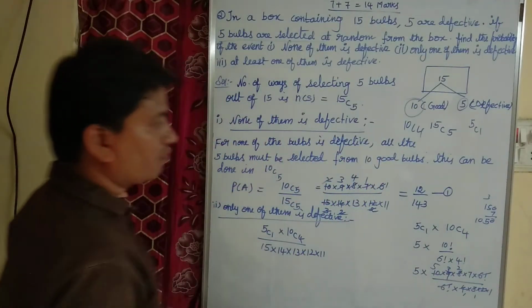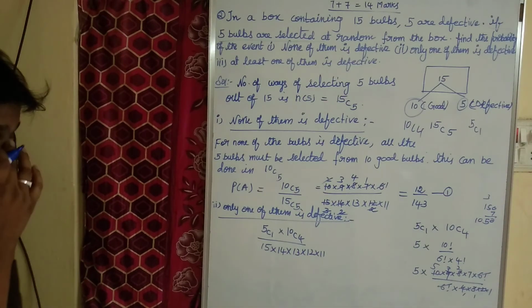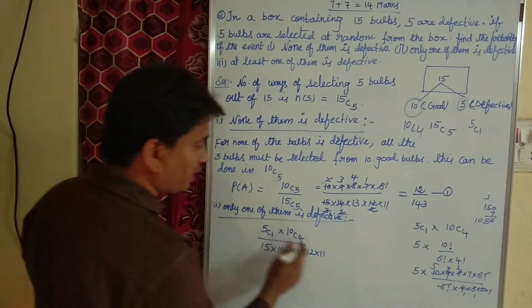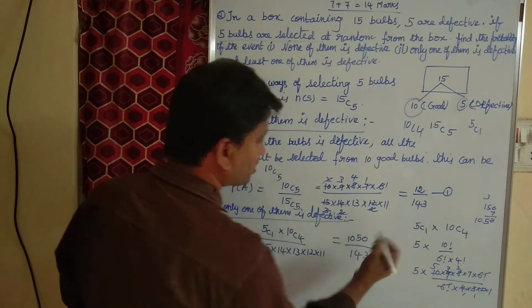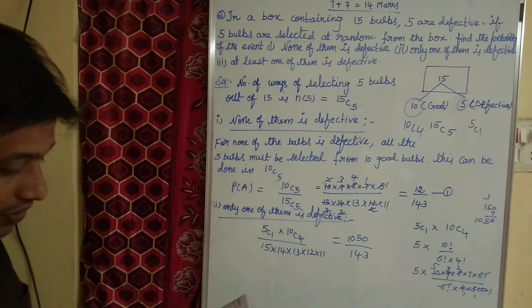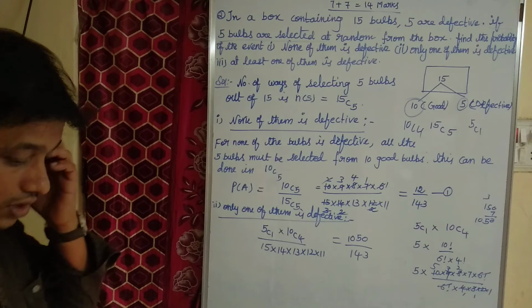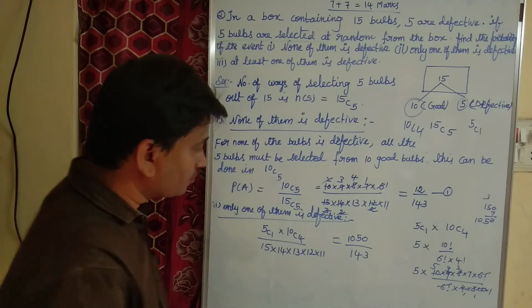So that is equal to what? 1050. What is the numerator, children? The value of 5C1 into 10C4 is 1050, divided by this value. How much is the 15C5 value? 143. Not 143. Let us do it once again.